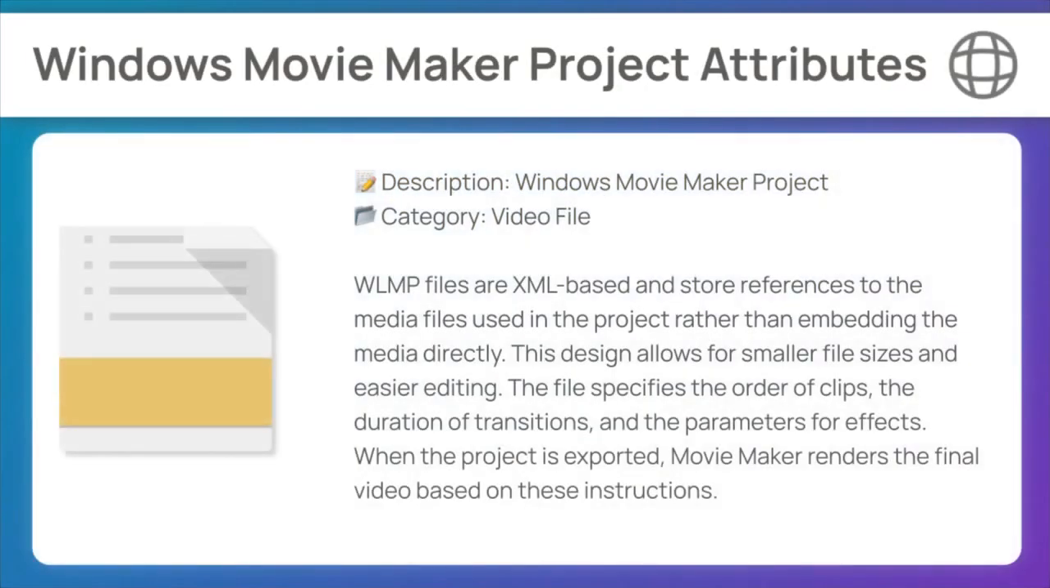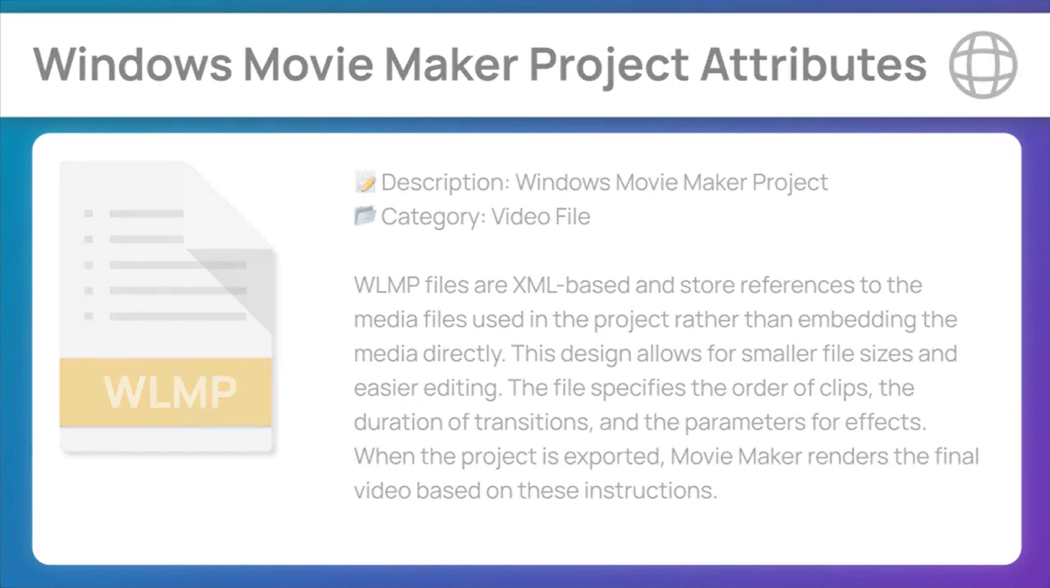WLMP files are XML-based and store references to the media files used in the project rather than embedding the media directly. This design allows for smaller file sizes and easier editing. The file specifies the order of clips, the duration of transitions, and the parameters for effects. When the project is exported, Movie Maker renders the final video based on these instructions.